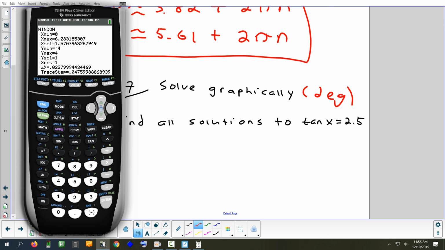What's the formula for the period of tangent? Pi over b. So pi over b is in radians. What's pi? 180. So it's 180 over b. What's b in this case? 1. What's 180 divided by 1? 180. So let's go 0 to 180. If you look at more than that, you're just confusing yourself. Just focus on one cycle.